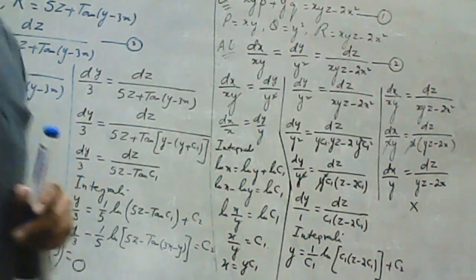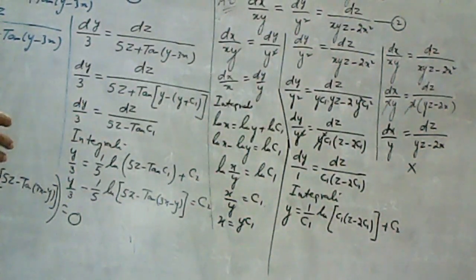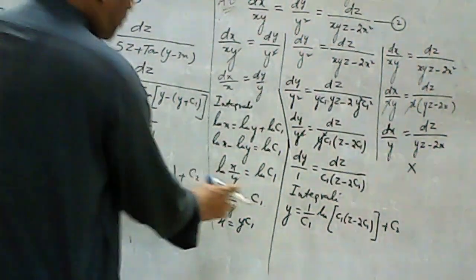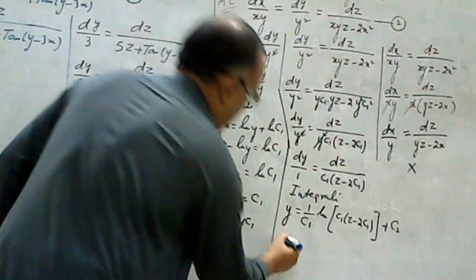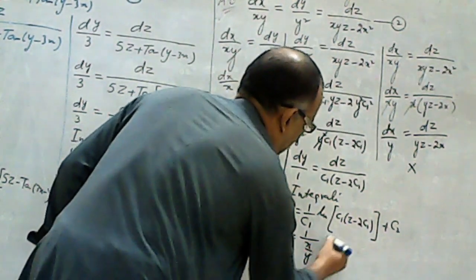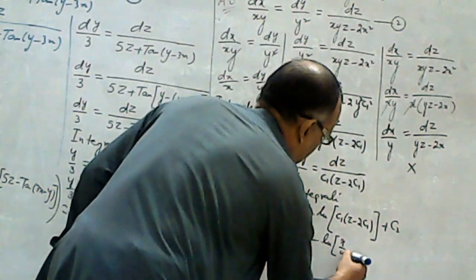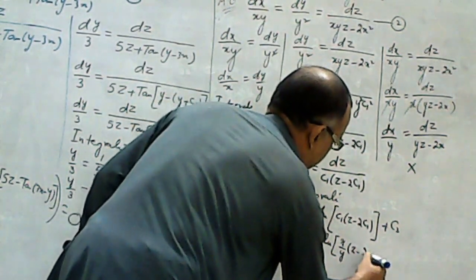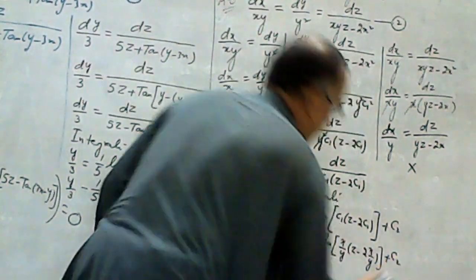Now we integrate it. So as soon as we integrate it, it's time to back substitute the value of C1, and C1 was equal to x upon y. So I write y is equal to 1 upon x upon y into log of x upon y z minus 2x upon y plus C2.